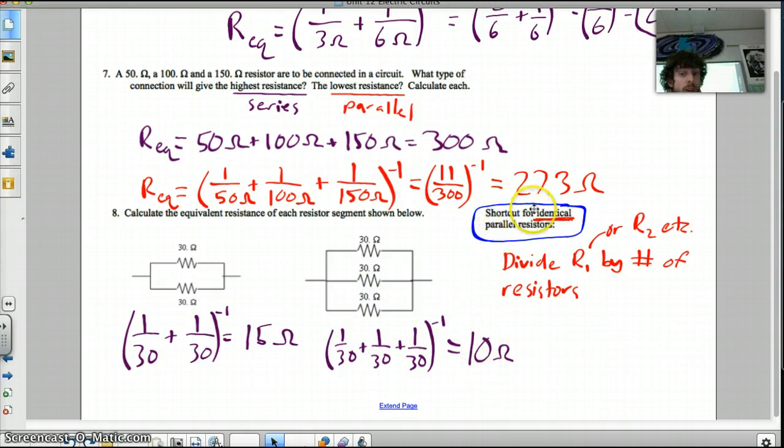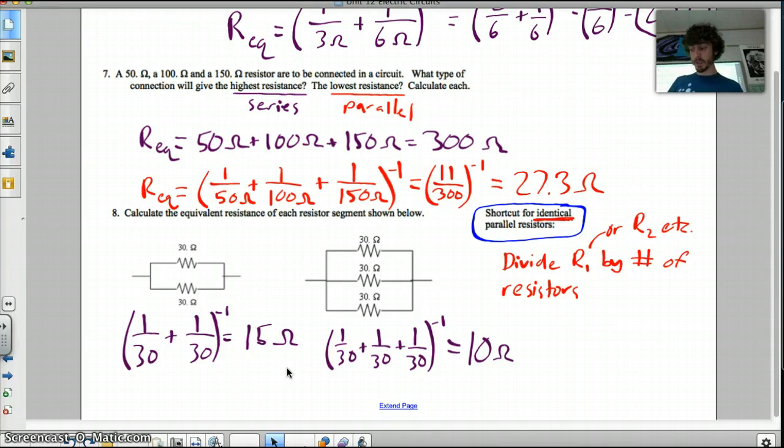A little shortcut: if you have identical parallel resistors, you can just divide the value of any one resistor by the number of resistors that are in parallel with each other. 30 divided by 3 is 10. 30 divided by 2 is 15. Okay, do example 8 now. Pause the video, do example 8.